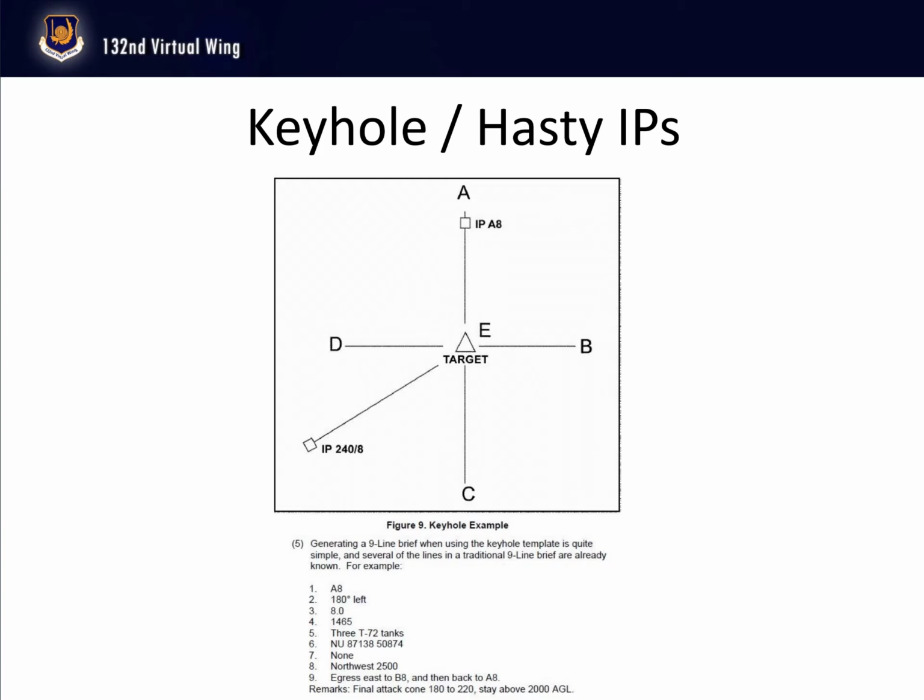So when I get a keyhole from the JTAC, for example, for Alpha 8, I punch in the offset for 10 or 11 miles. So I know I'm a few miles away, just to make sure.